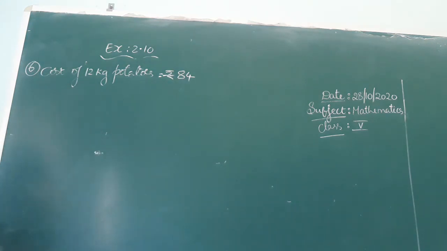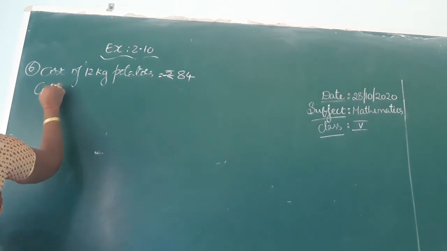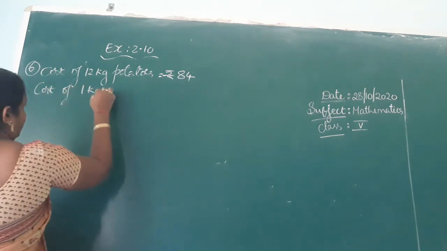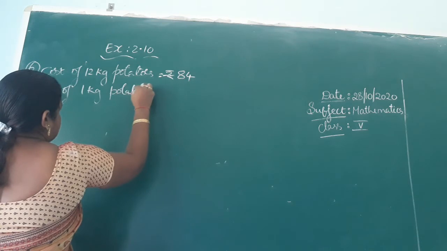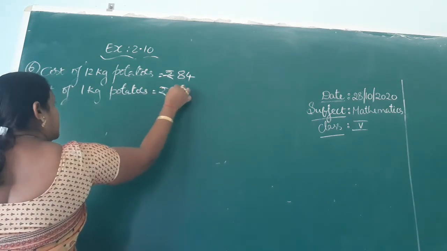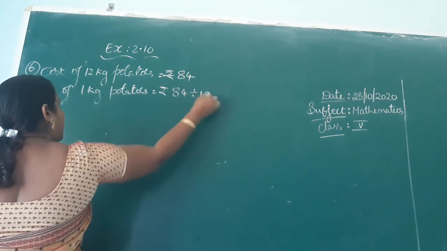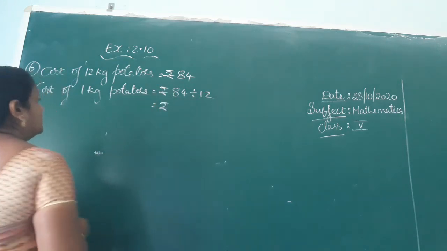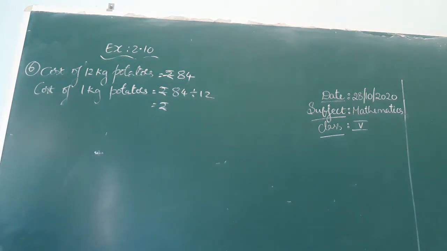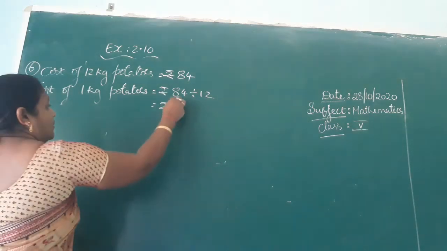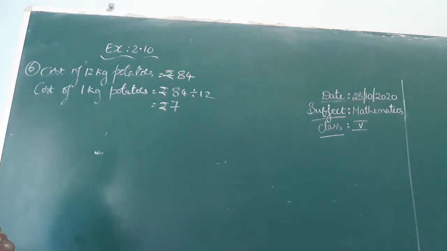They are asking the cost of 5 kg potatoes. Before that, you have to find out the cost of 1 kg potatoes. It's nothing but 84 divided by 12. In the 12 table, 12 1's are 12, 12 2's 24, 12 3's 36, 12 4's 48, 12 5's 60, 12 6's are 72, 12 7's 84. So 1 kg potato is equal to 7 rupees.